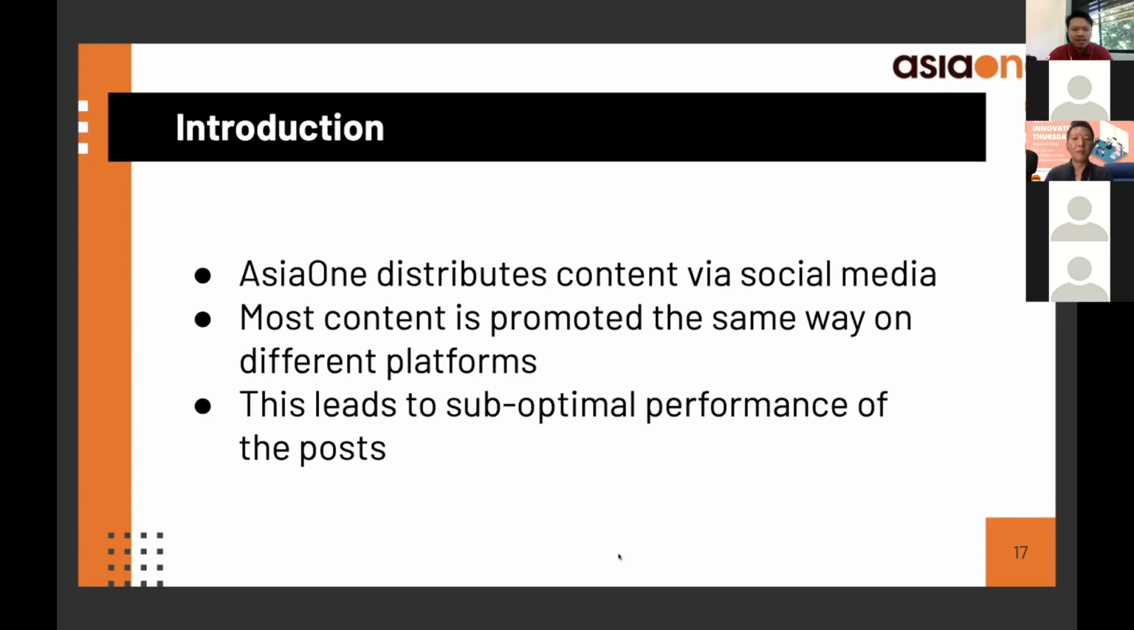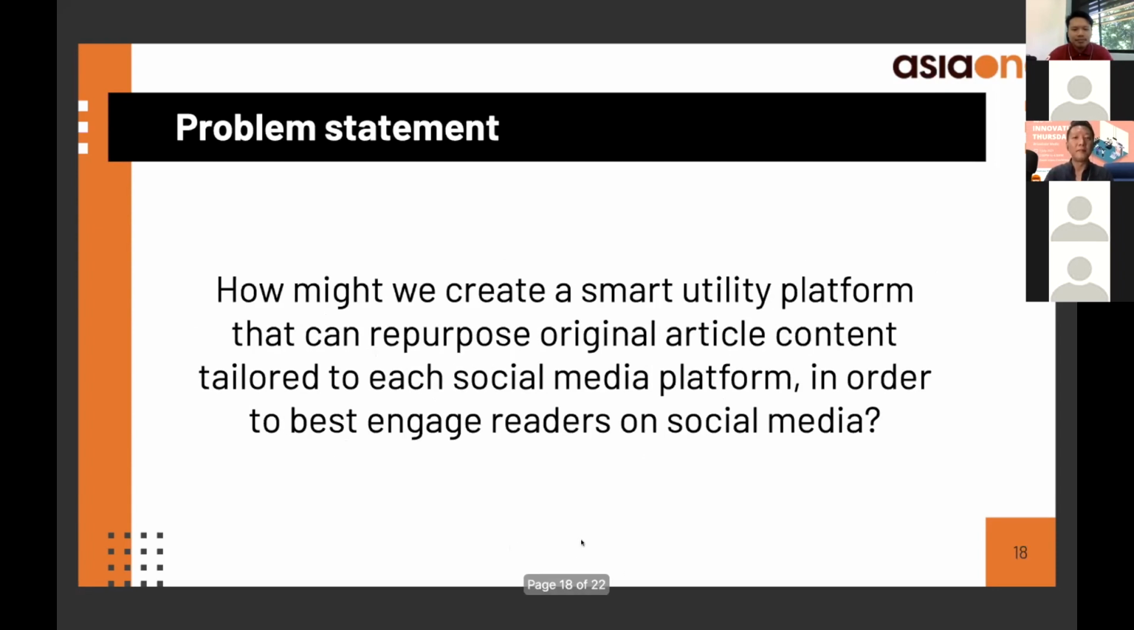Next slide, please. This is essentially the problem statement. I kind of summarized it just now already. So it's about customizing our content for different platforms. Next, please.